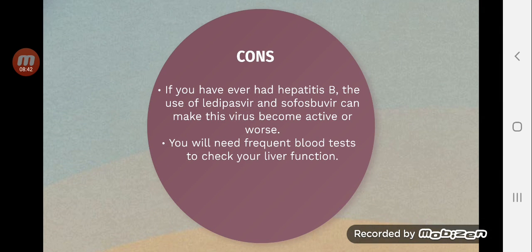Cons. If you have ever had hepatitis B, the use of Ledipasvir and Sofosbuvir can make this virus become active or worse. You will have frequent blood tests to check your liver function.